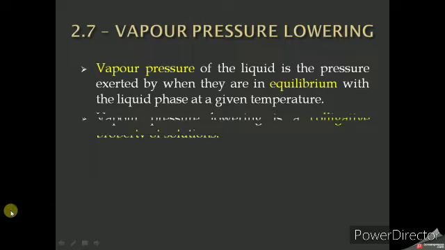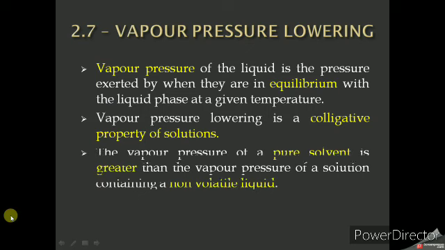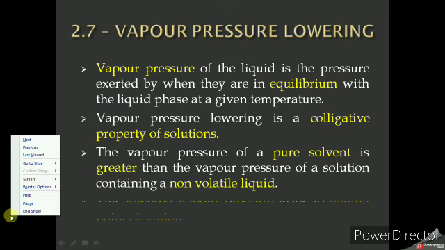Now, what is the meaning of lowering of vapor pressure? That is a colligative property. Vapor pressure is not a colligative property. Lowering of vapor pressure is a colligative property. The vapor pressure of a pure solvent is greater than the vapor pressure of a solution containing a non-volatile solute in that liquid.